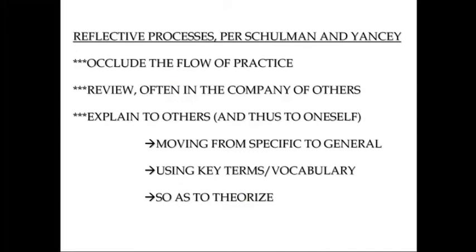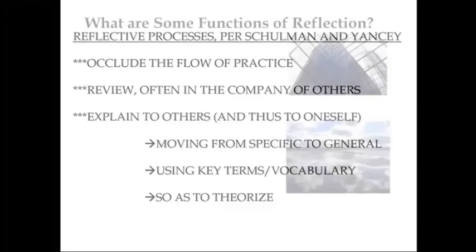The processes include 3 important moves. The first thing you do is you occlude the flow of practice. That is, you stop the flow of practice. The second is that you review, often in the company of others, because it's a community-based activity. And third, you explain to others, because in explaining to others, you're really explaining to yourself in a sort of Vygotskian move. And in doing so, you move from specific to general, using the key terms or vocabulary of the discipline so as to theorize about what you've learned.